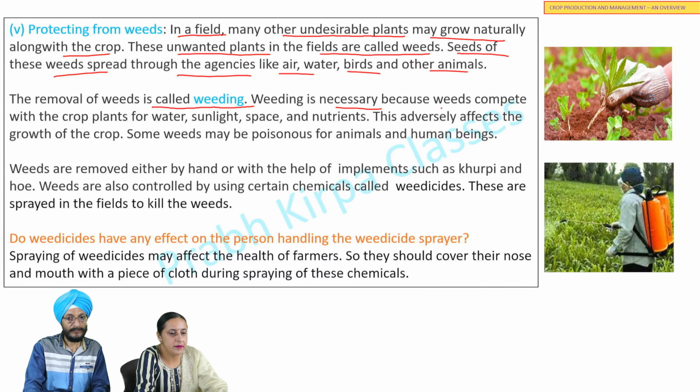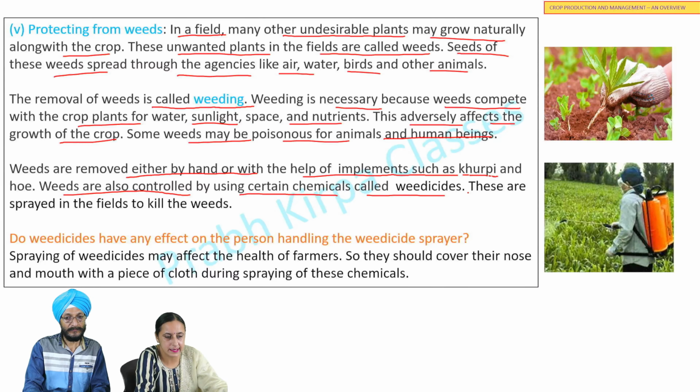Weeding is necessary because weeds compete with the crop plants for water, sunlight, space, and nutrients. This adversely affects the growth of the crop. Some weeds may be poisonous for animals and human beings. Weeds are removed either by hand or with the help of implements such as khurpi and hoe. Weeds are also controlled by using certain chemicals called weedicides. These are sprayed in the fields to kill the weeds.